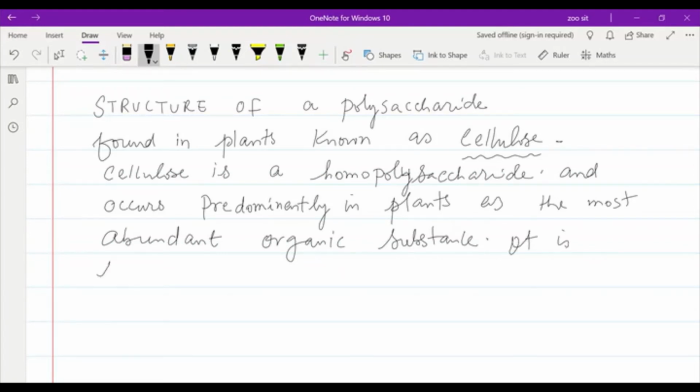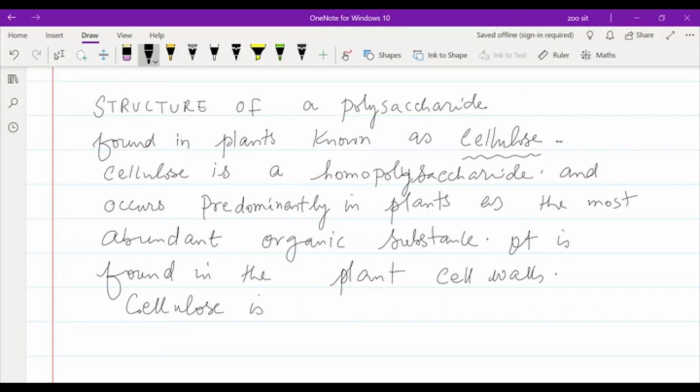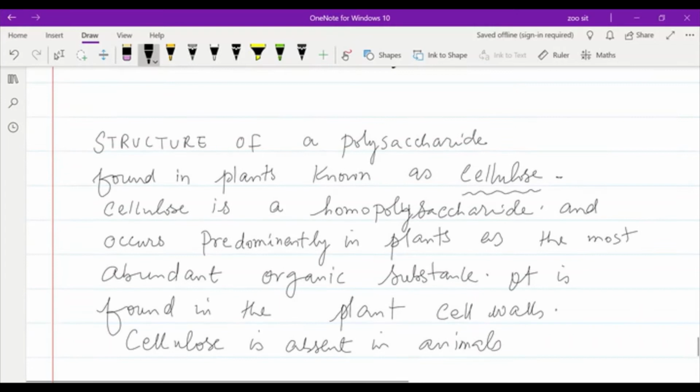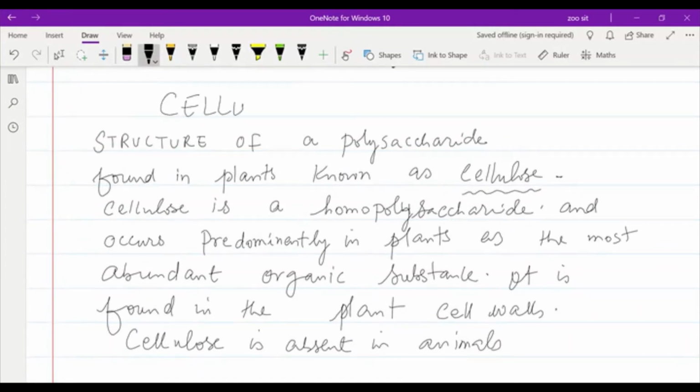It's found in the plant cell walls. Cellulose is absent in animals. So this homopolysaccharide cellulose is not found in animals.